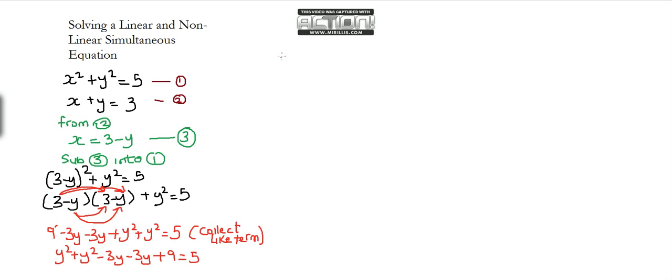Coming up here, we'll have 2y squared minus 6y plus 9 equals 5. So let's take 5 away from there. So we have 2y squared minus 6y plus 4 equals 0.